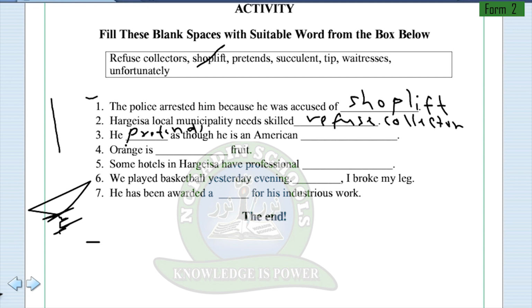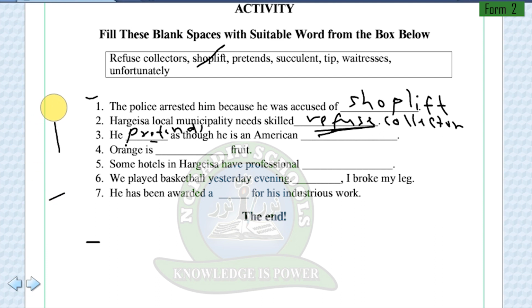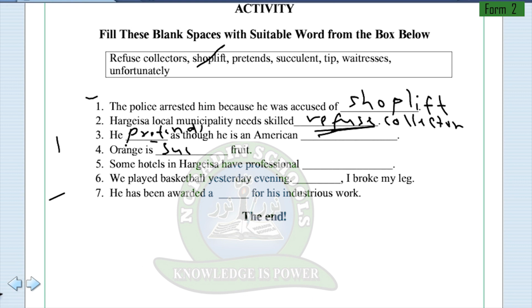I wrote it in here. Orange is a type of fruit. Orange is a succulent fruit. Thank you very much. Some hotels in Hargeisa have a professional waitress. Thank you very much.